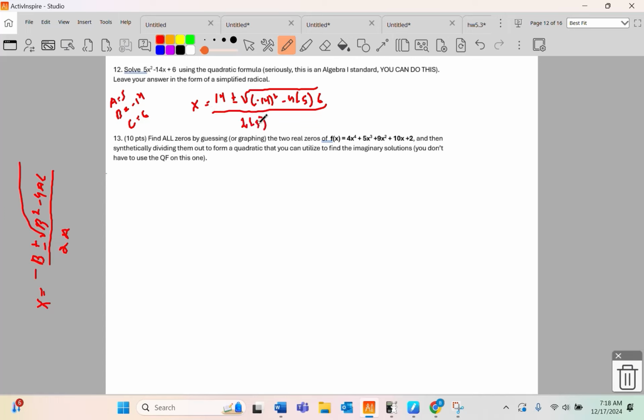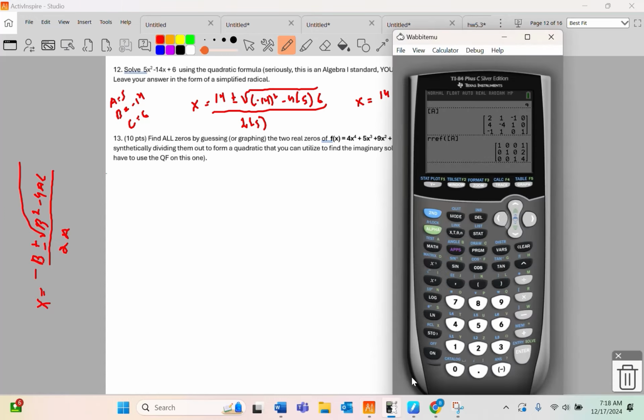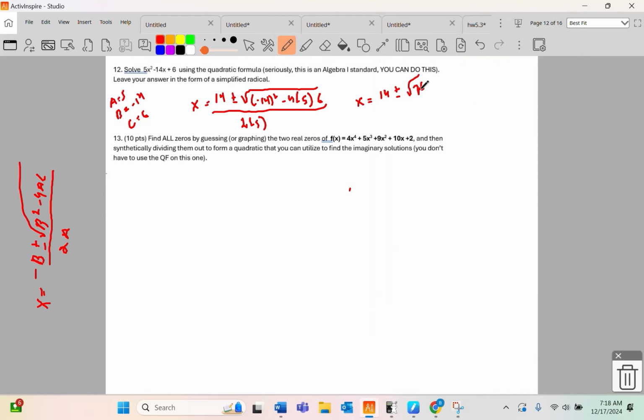And then you figure out what you're dealing with, right? At least that's the way you were taught. So let's see what's in that radical. There is a negative 14 that is squared. We're taking away 4 times 5 times 6. There's 76 in that radical. And it's all over 2 times 5, which is 10.